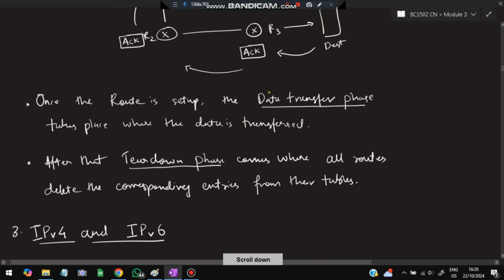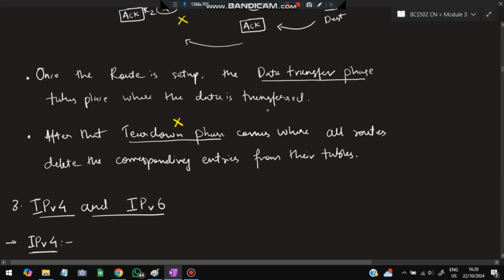After the acknowledgement phase, we will be transferring the data through the same route. After the transfer of data, we will tear down the connection, meaning break it down. So that was about packet switching. There were 2 types, a very important question from the exam point of view.